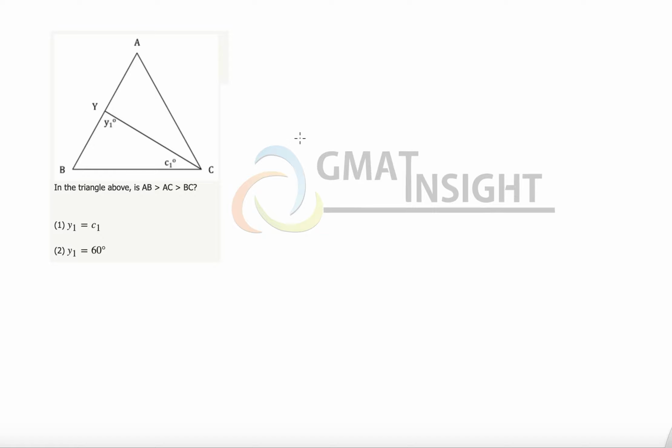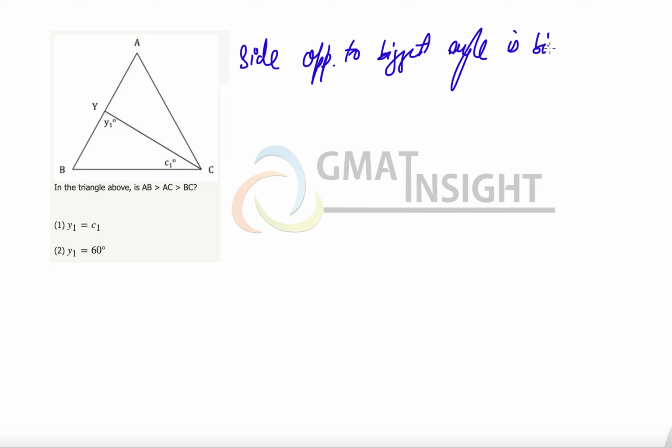triangle, the side opposite to the biggest angle is always biggest and the side opposite to the smallest angle is always smallest. Let me quickly write it down here, because I think it can be useful to some extent. What I'm saying is the side opposite to the biggest angle is always biggest, and the same is true for the smallest: the side opposite to the smallest angle is the smallest. You can always verify it by taking any example.